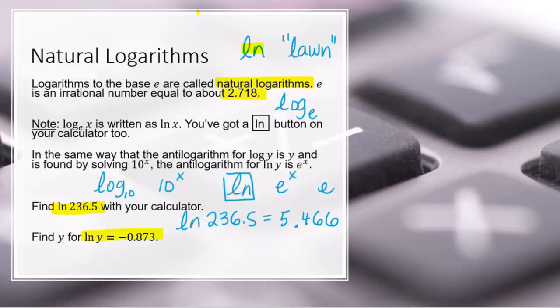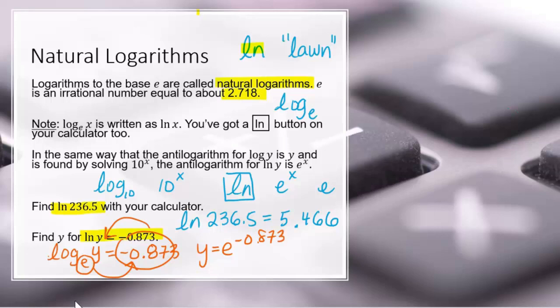For this last question, where we're asked to solve for y, where ln of y is equal to negative 0.873, it may help you to write ln y as the logarithm of y to the base e. So the logarithm of y to the base e is negative 0.873, and now you can unwind this. We see that e raised to the power of negative 0.873 is equal to y. So y is equal to e to the power of negative 0.873. Using the e to the x button on your calculator, we find that y is equal to 0.418.